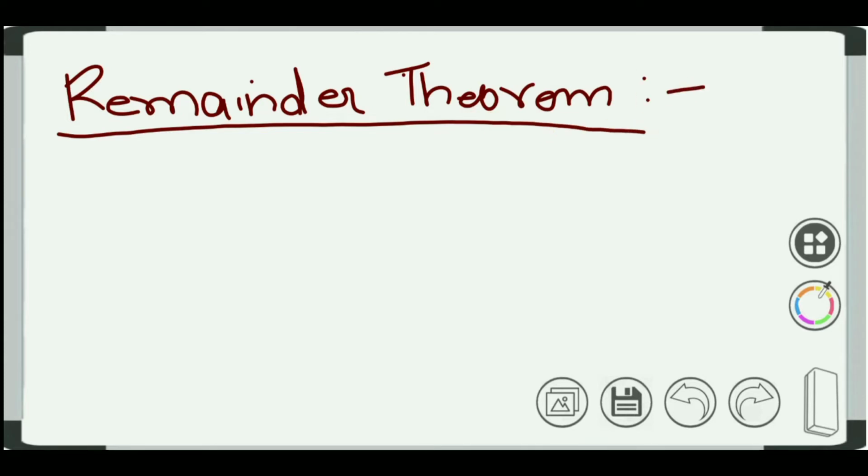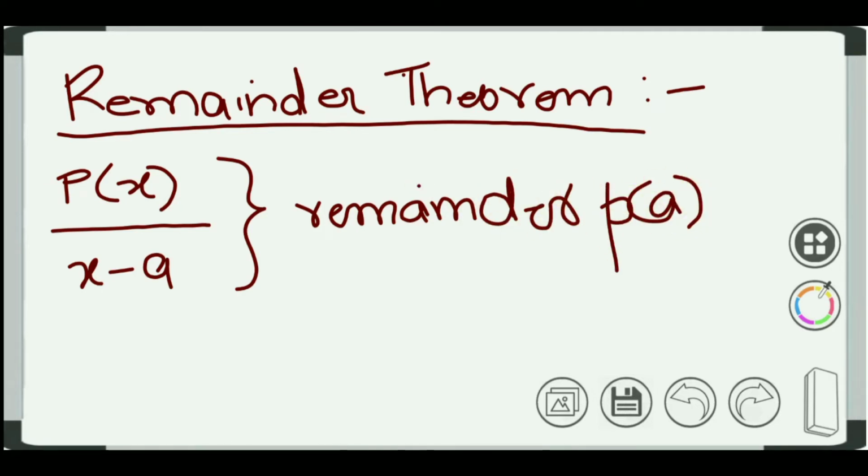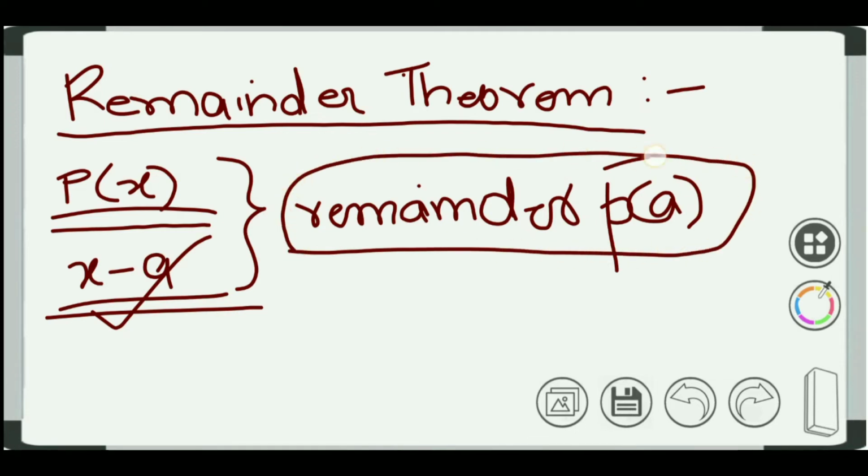What is the remainder theorem? If P of x is any polynomial of degree greater than or equal to 1 and P of x is divided by a linear polynomial, say x minus a, then you will get the remainder as what? P of a. This is what the remainder theorem says. If P of x is any polynomial of degree greater than or equal to 1 and P of x is divided by a linear polynomial, suppose x minus a, then the remainder you will get will be P of a.